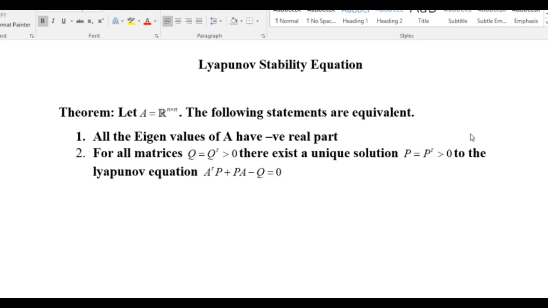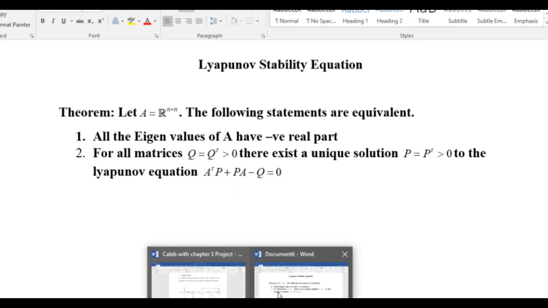All the eigenvalues of A have negative real parts, and the second condition states that for all matrices Q equal to Q transpose greater than 0, there exists a unique solution P equal to P transpose greater than 0 to the Lyapunov equation. This is the Lyapunov equation. So we are going to be proving this theorem.